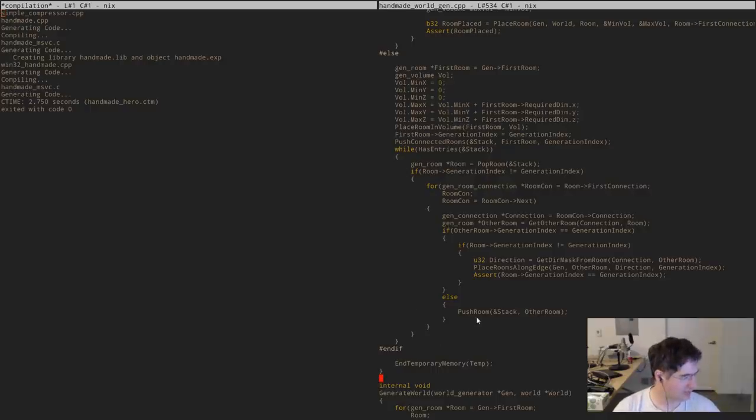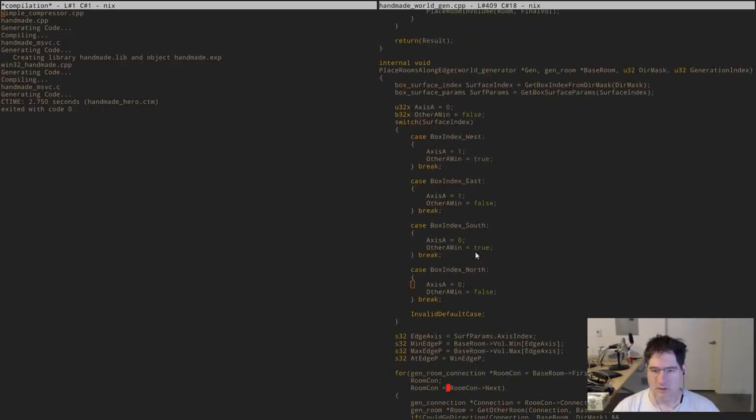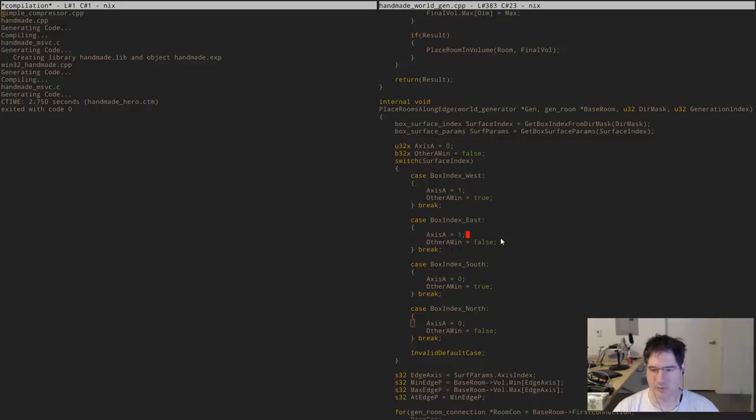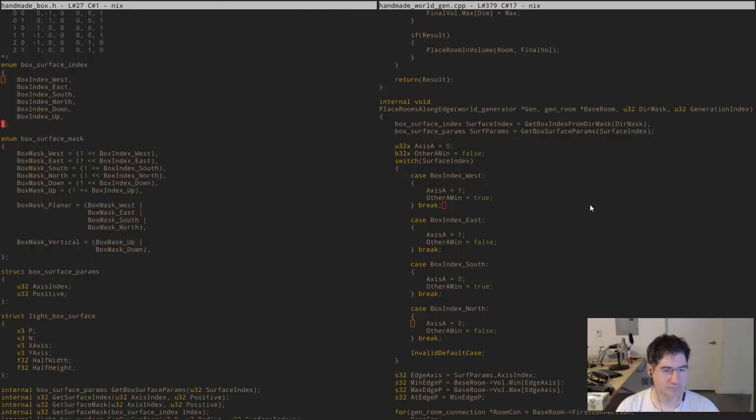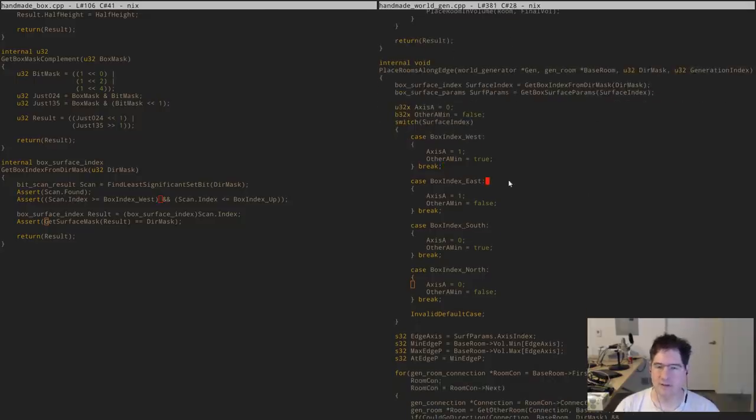Vatterfo said the edge axis is wrong. It gives the direction of the connection, not the axis the connected room should align to. I'm sorry, I'm just not sure which part of the code you're talking about. Which part of the code are you talking about? Oh, I see what you're saying. Yes, okay. I see what you're saying.